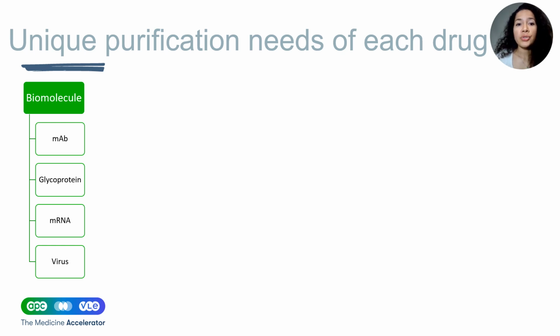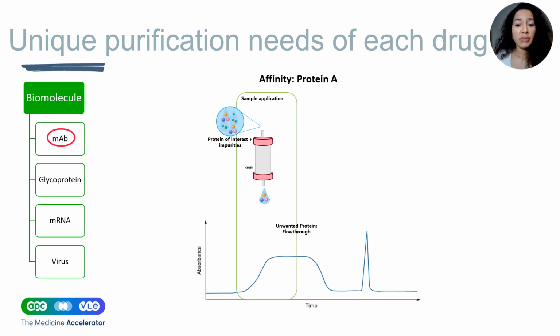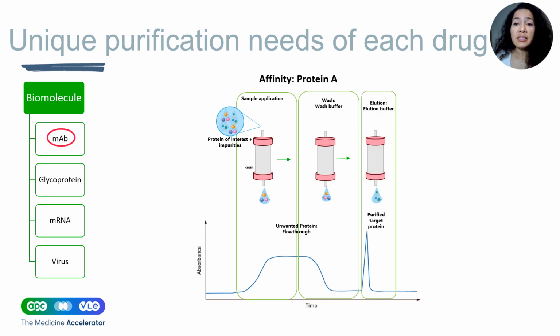Finally, we need to consider the characteristics of the biomolecule in order to develop the most suitable chromatography process. In the case of monoclonal antibody, for example, the most common resin used in the capture step is protein A, where the sample is applied onto the column, the protein binds to the resin, the undesired proteins are removed during the flow-through and during the wash step, and finally the target protein is recovered in the elution step.